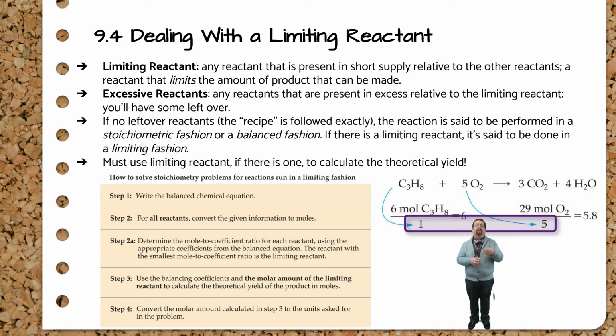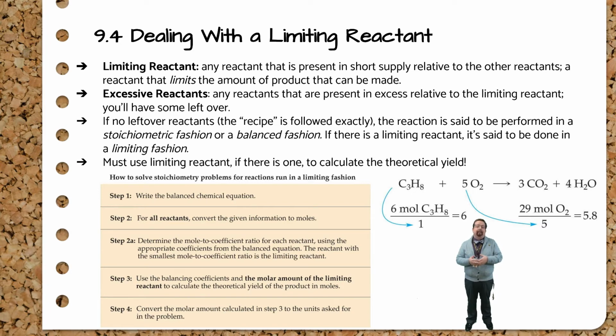So we divide by their coefficients, 1 and 5, giving us 6 and 5.8 respectively. This means that after 5.8 rounds of molar reaction, we'll run out of oxygen molecules and have leftover propane molecules. Therefore, oxygen is our limiting reactant.